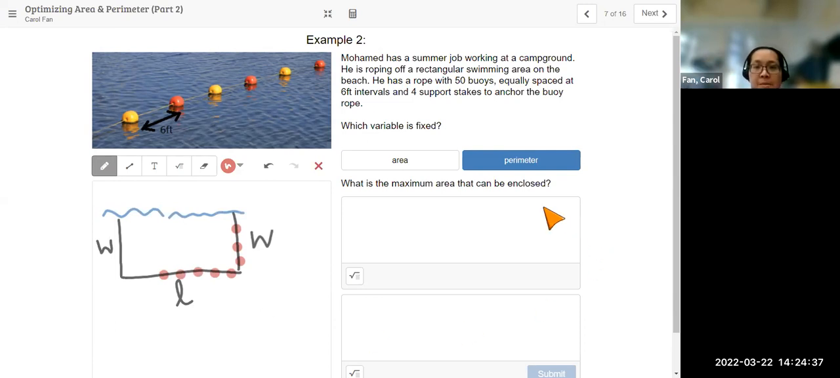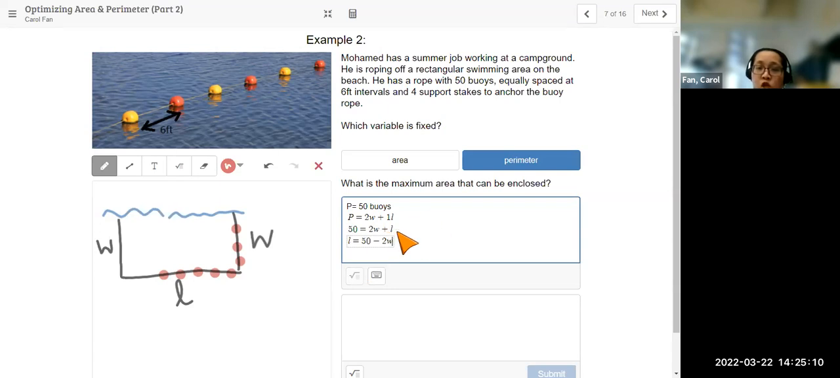All right, let's write down what we do know. I know that the perimeter is equal to 50 buoys. Another thing I do know is the perimeter in this case is 2W plus 1 length. Let's combine those together. So we have 50 is equal to 2W plus L. I'm going to rearrange this. So I have L is equal to 50 minus 2W. I've just taken the equation and I've rearranged it so that I've got a variable here.